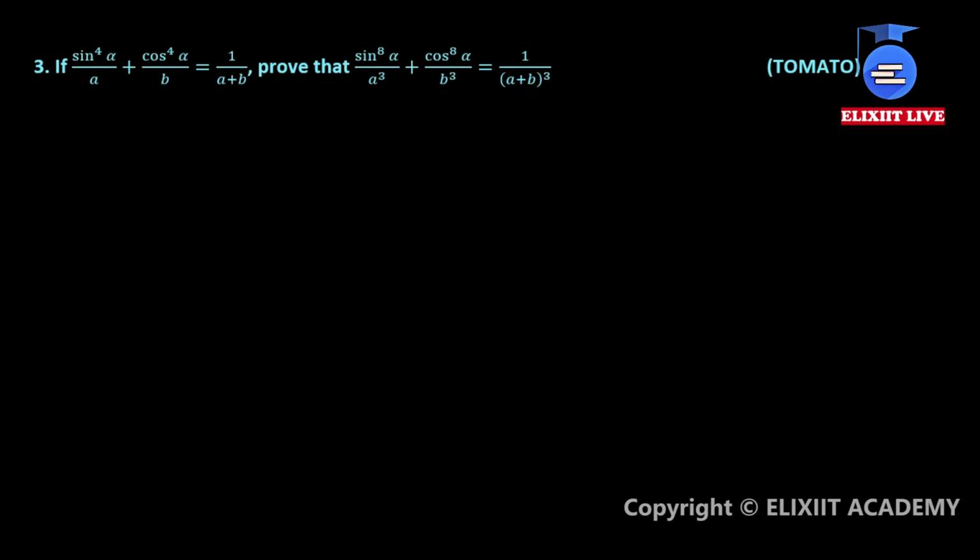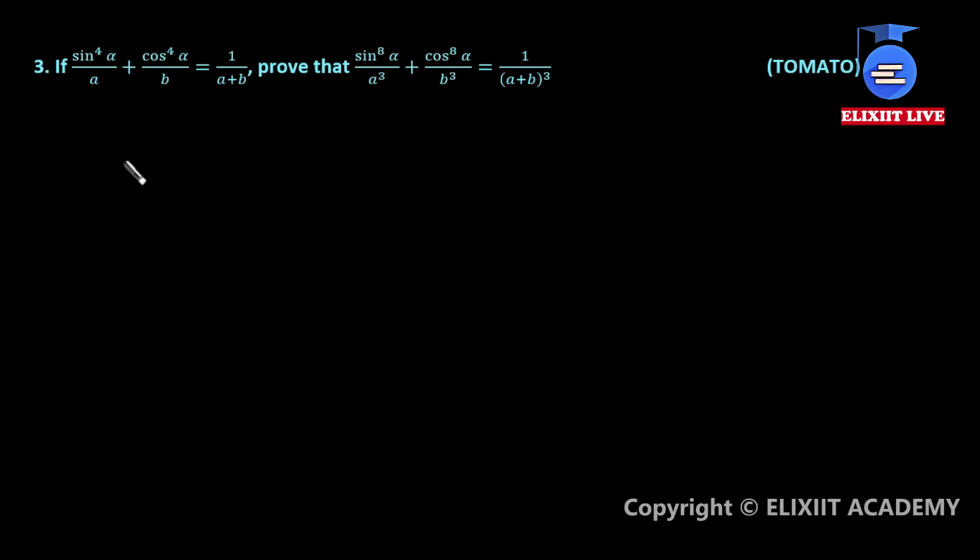Chalo. Saurabh has done, so I'll start. Sin to the power 4 alpha divided by a plus cos to the power 4 alpha divided by b is equal to 1 upon a plus b. This is given.